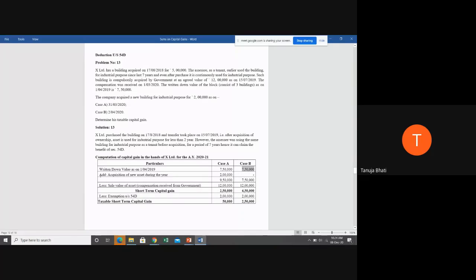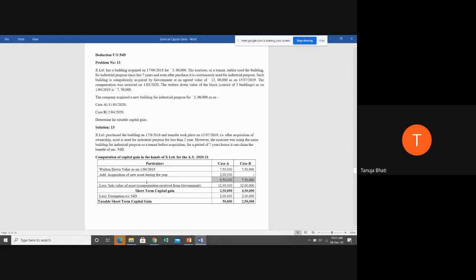And how do we calculate the WDV of a particular asset? We take the opening balance, then we add purchases made during the year. So add acquisition of asset during the year. So during the year, the company acquired the new building for industrial purpose for 2 lakh rupees. So here we have taken 2 lakh, but why in case B we have not taken 2 lakh? Because it is acquired in case B on 2/4/2020. So it will be taxable in which year, which assessment year? 2021-2022. Therefore, we have not taken it in case B. So what is the cost of acquisition? Now it is 9,50,000 and 7,50,000.